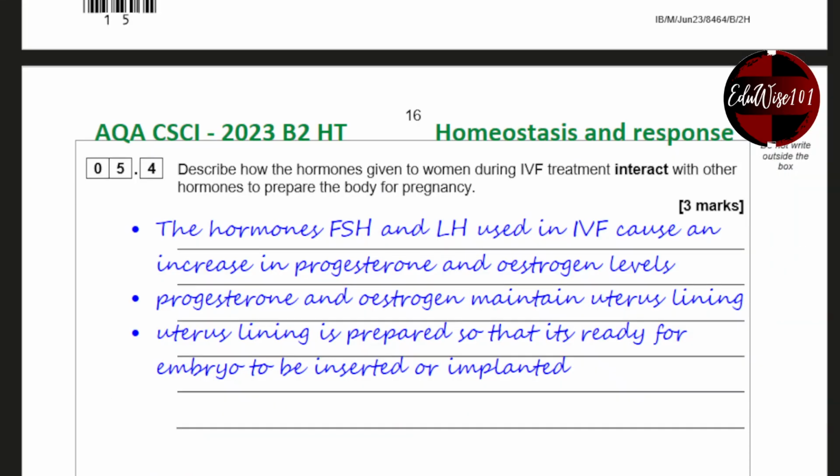the hormones FSH and LH used in IVF cause an increase in progesterone and estrogen levels to be produced naturally by the body. So when there's an increased level of FSH and LH in the blood, this causes the progesterone and the estrogen levels to increase. Progesterone and estrogen maintain the uterus lining. The uterus lining is prepared so that it is ready for the embryo to be inserted or implanted in the woman.